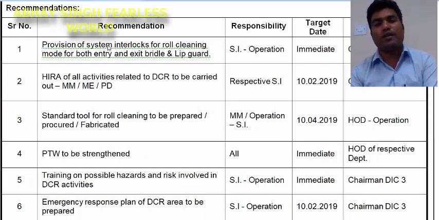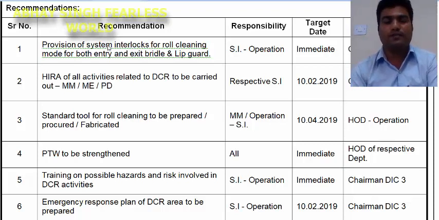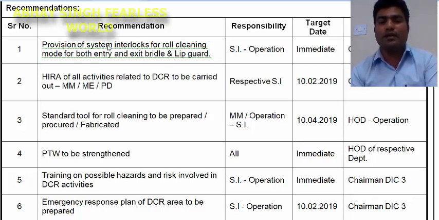And these are the recommendations. After an incident happens, you have to make recommendations and submit a report to the management. If you take such steps, then in future these types of incidents can be prevented. Then what was the recommendation?